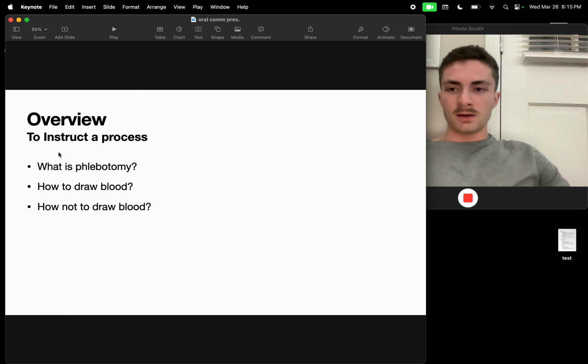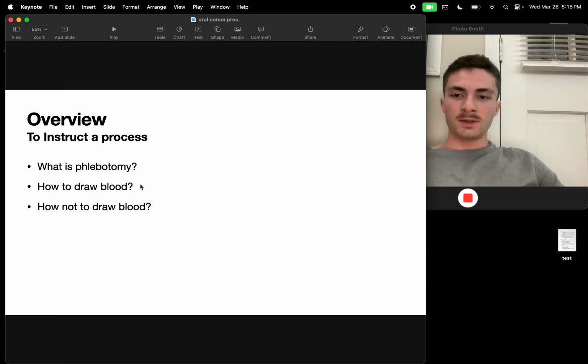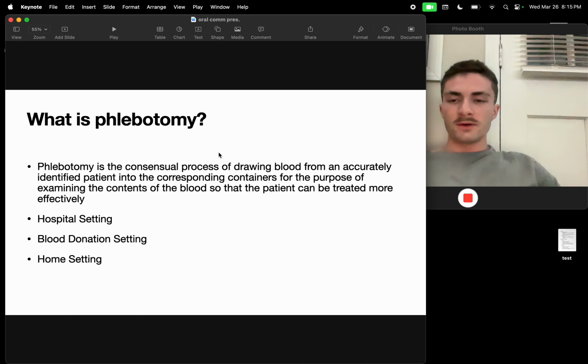So a little bit about how I want to structure this. I'm going to structure it in three main parts. What is phlebotomy, how to draw blood, and how not to draw blood. And then for the middle one, how to draw blood, I'm going to structure it with a before, a during, and an after.